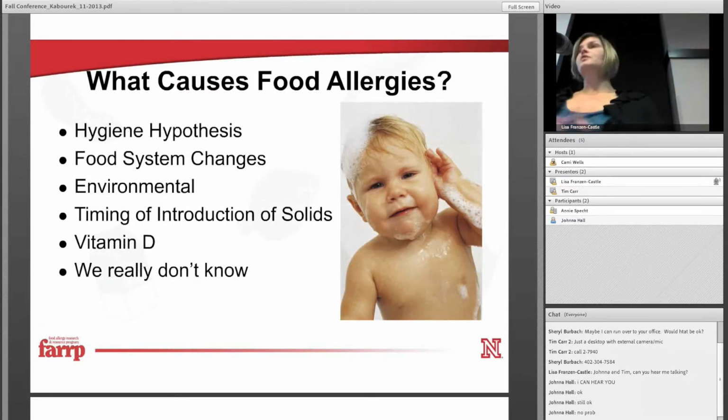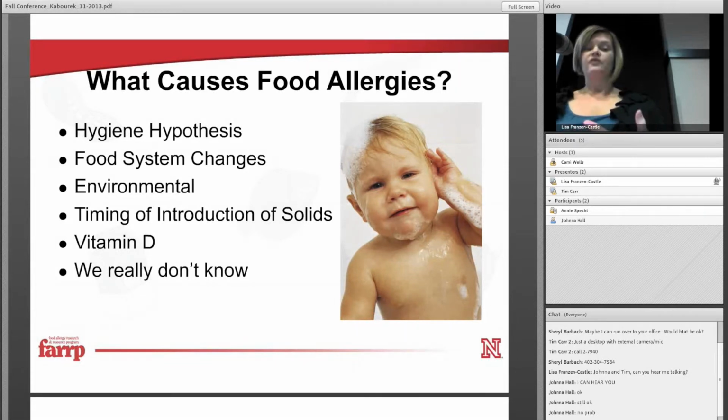So what causes food allergies? The golden question. Kind of the biggest one right now is the hygiene hypothesis, and that we know urban areas have a higher rate of allergy and asthma than do rural areas. If you grew up on a farm, you have a lower rate of allergies in general. We have a lot of immunizations and things, and so the thought is that we are not challenging our immune system enough and our environment is too clean in our society.